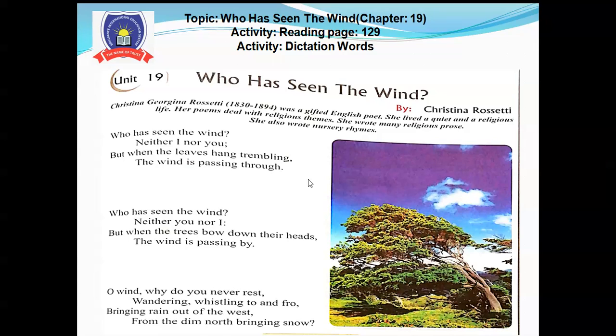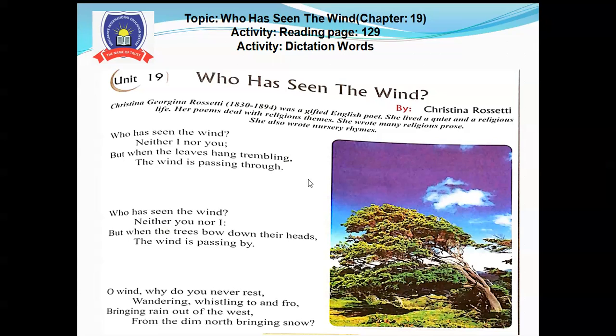Who has seen the wind? Shall we start the reading? Who has seen the wind? Neither I nor you. But when the leaves hang trembling, the wind is passing through. Who has seen the wind? Neither you nor I. But when the trees bow down their heads, the wind is passing by.